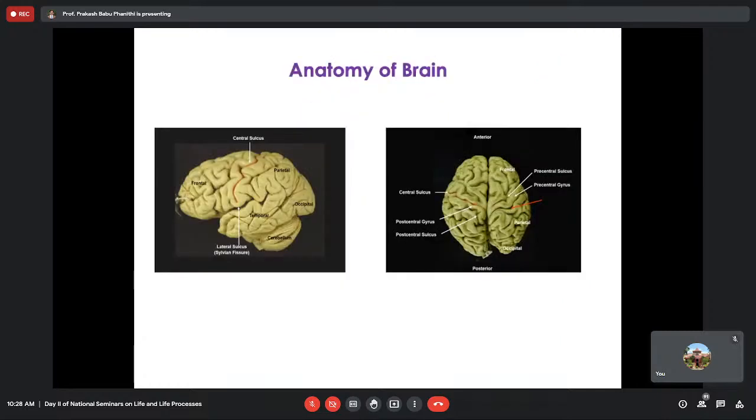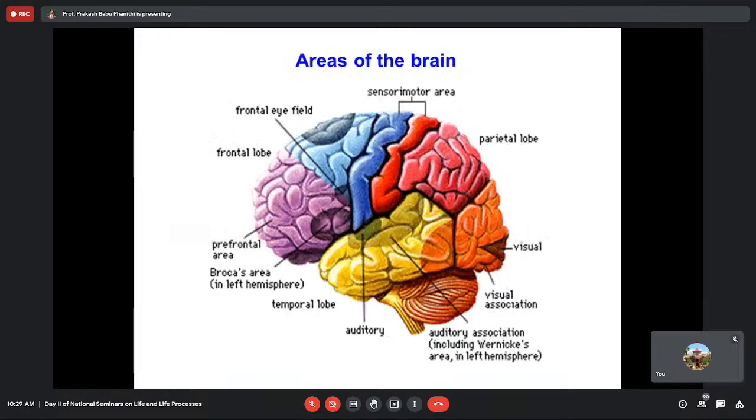Now, this is the simple anatomy of the brain. For the benefit of the students, one can see the frontal region, parietal region, occipital region, temporal region, and below is the cerebellum. If you see from the top side, the brain is divided into two exact halves. The central sulcus separates the frontal and parietal regions, and then there is the occipital region. So these are the principal anatomy.